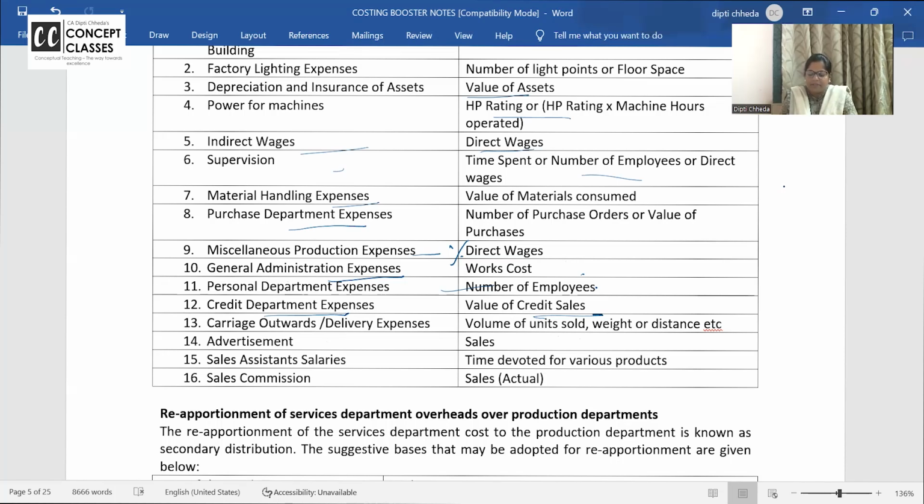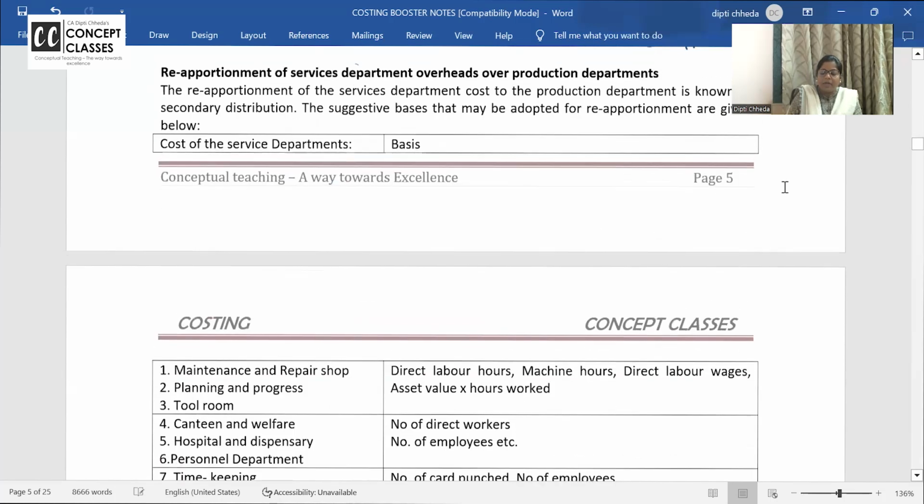Advertisement. Advertisement expense you have paid for company as a whole. Then what is the turnover of P1 product, P2 product, P3? उस हिसाब से charge करो. Salesman salary, time devoted. Sales commission is based on sales. So how much is the sales of A department? 18 lakh, B का 12 lakh, C का 6 lakh. इस ratio में कर लो.